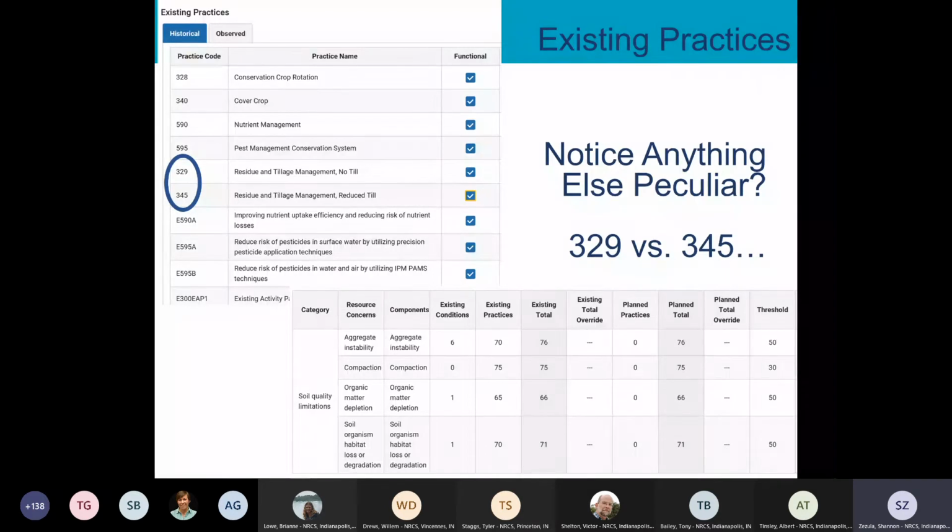We'll be getting you additional guidance out on this just to make sure that, again, this came over from the historical records. That 345 might have been 10 years ago. 329 might have just been recent. So we need to tell CART which one is currently the system.